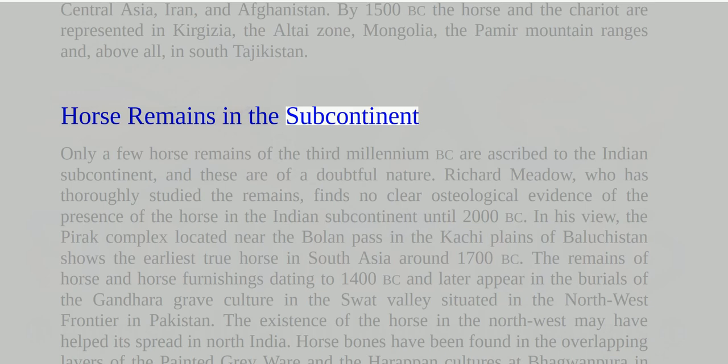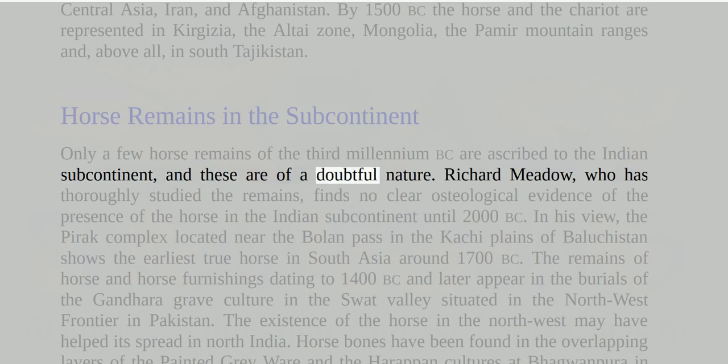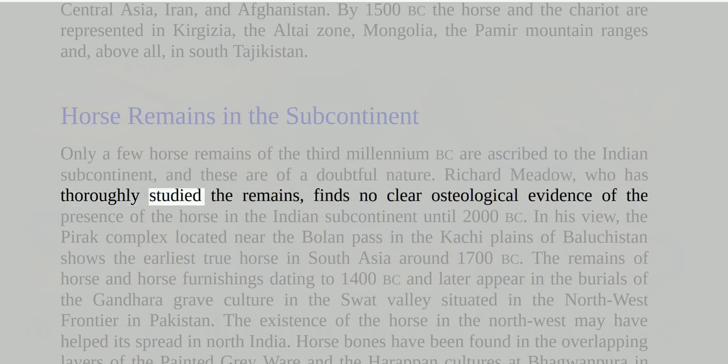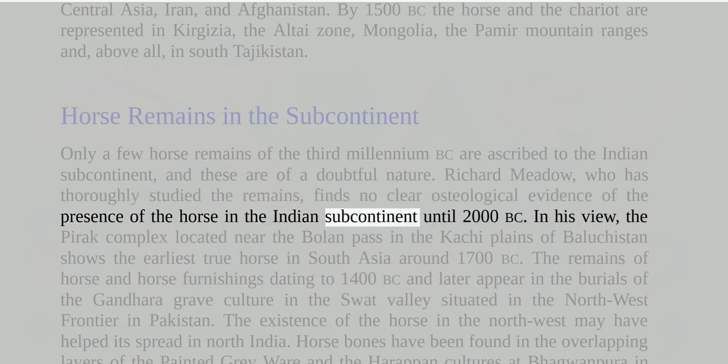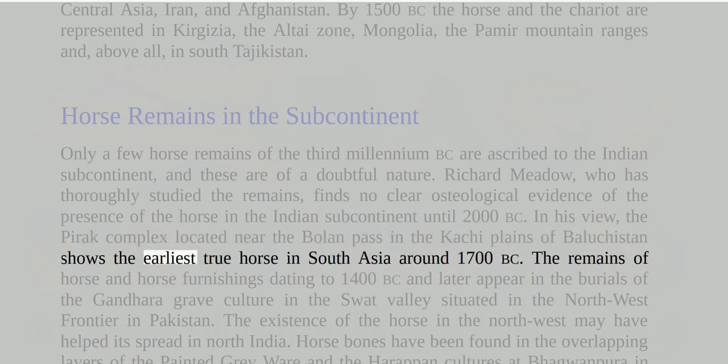Horse remains in the subcontinent. Only a few horse remains of the 3rd millennium BC are ascribed to the Indian subcontinent, and these are of a doubtful nature. Richard Meadow, who has thoroughly studied the remains, finds no clear osteological evidence of the presence of the horse in the Indian subcontinent until 2000 BC. In his view, the Pirak complex located near the Bolan Pass in the Kachi plains of Baluchistan shows the earliest true horse in South Asia around 1700 BC.